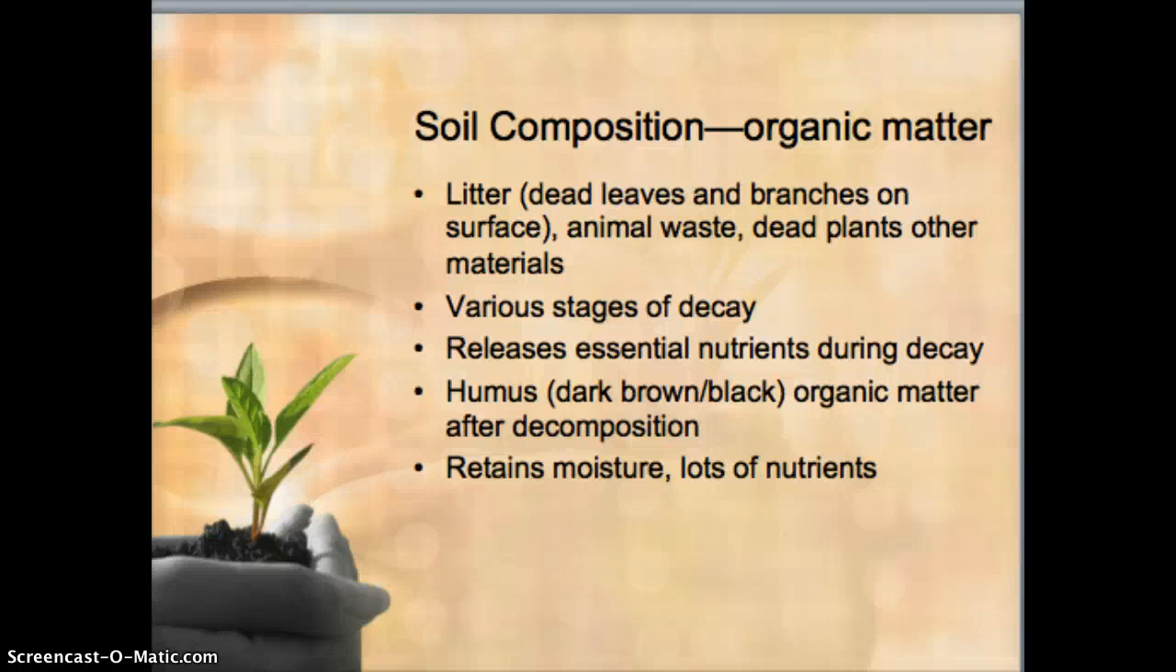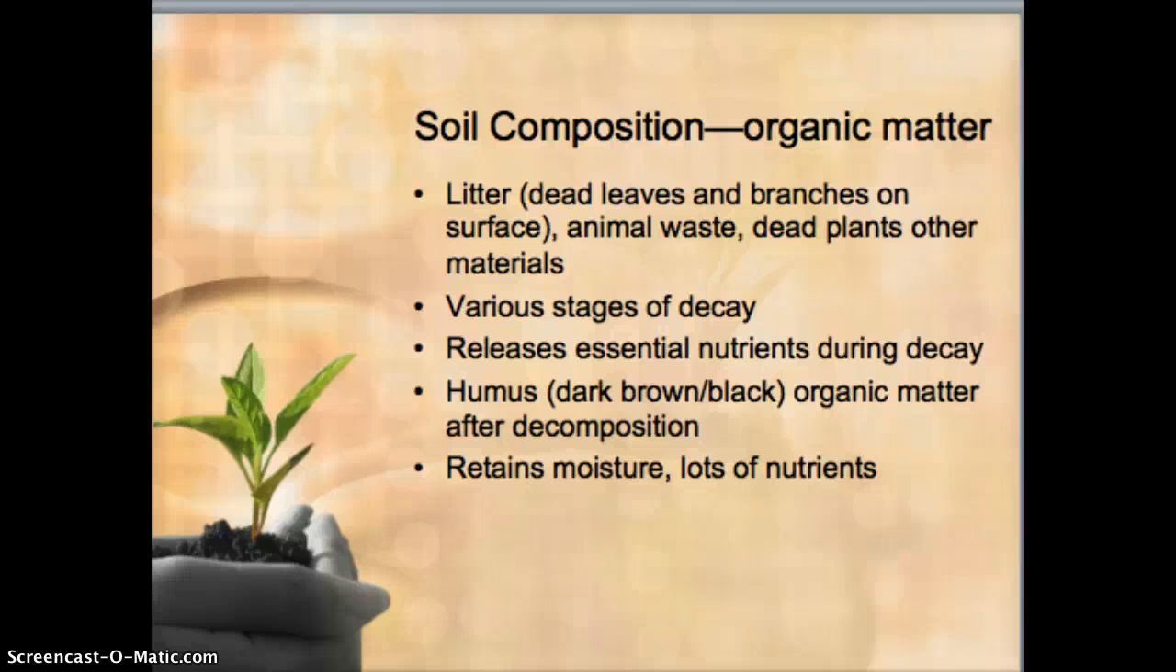The organic matter, they call it litter, and that's when you walk through a forest and just see dead leaves and branches. That's called leaf litter, that type of material. It could be animal waste, dead plants, all those could be in varying stages of decay. And those also release the nutrients. So the organic matter is a very important, vital source of nutrients as well.